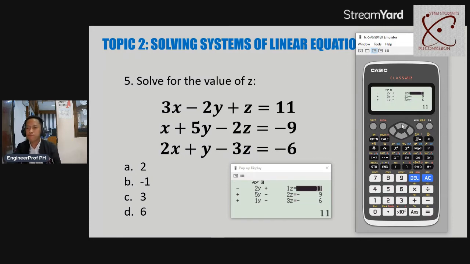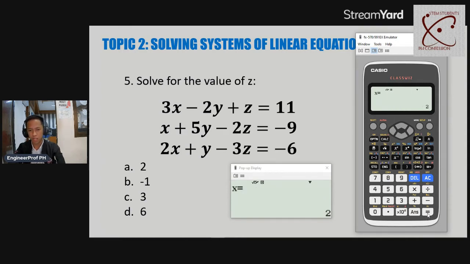Ayun. So, double check lang natin yung mga values. 3x minus 2y plus z equals 11. X plus 5y minus 2z equals negative 9. 2x plus y minus 3z equals negative 6. Ayan. So, good to go na tayo. If okay na, check nyo na yung mga values, just press the equals.